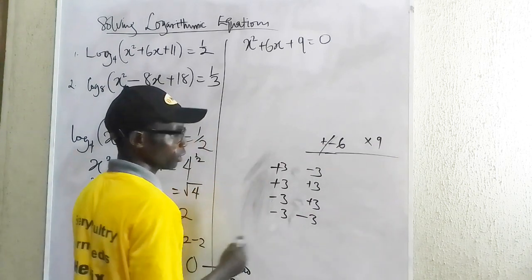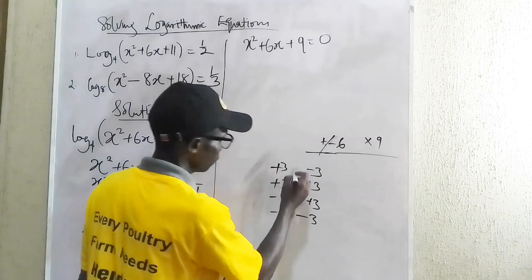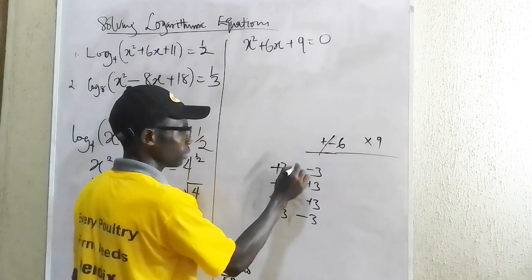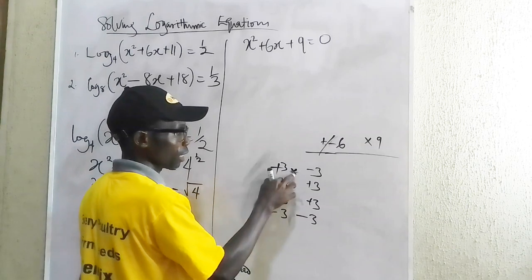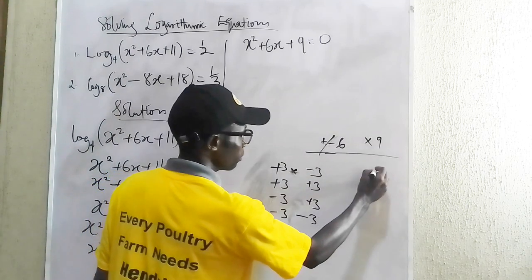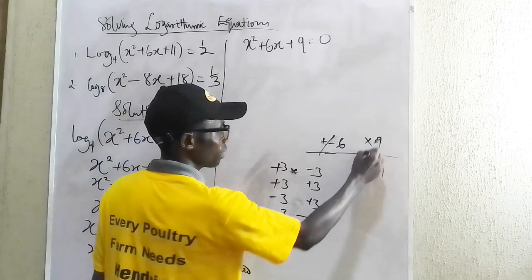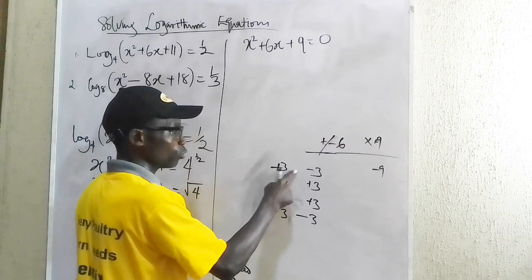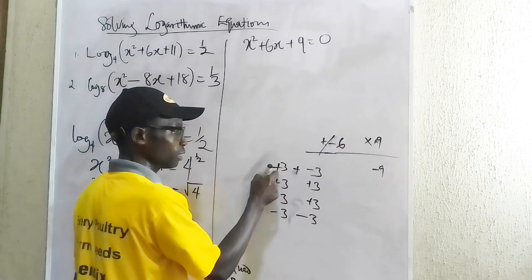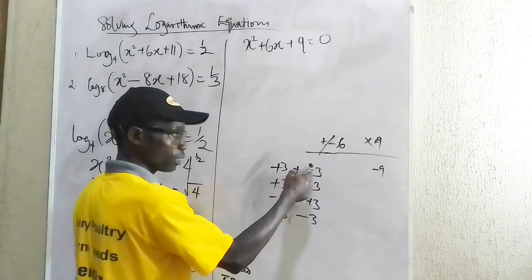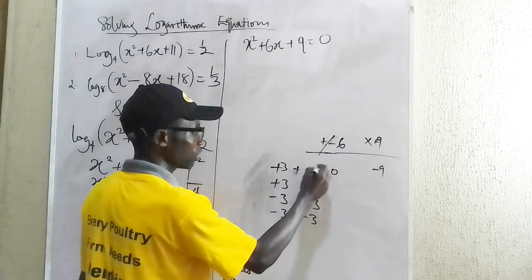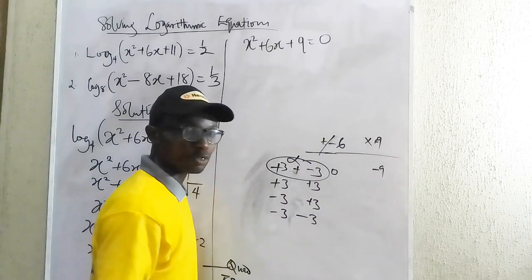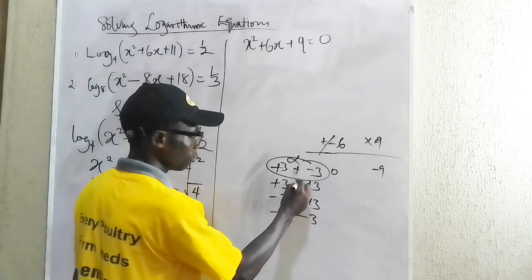If I do the multiplication now, plus times minus is minus, so it's going to be minus 9. But this is plus 9 we have, so this one is already wrong. And if I do the adding of this, 3 plus 3 minus 2 gives us 0. So this combination will not work. It's giving us 0 and minus 9.